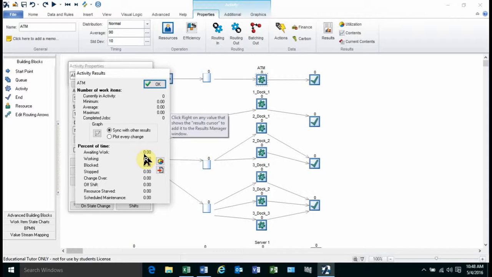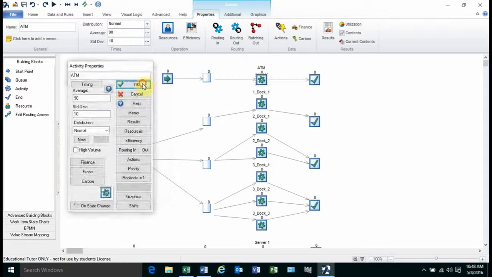From a customer's perspective, if the ATM is idle, then that is the probability that you don't have to wait in line because there's no one there. So that awaiting work percentage will answer that.